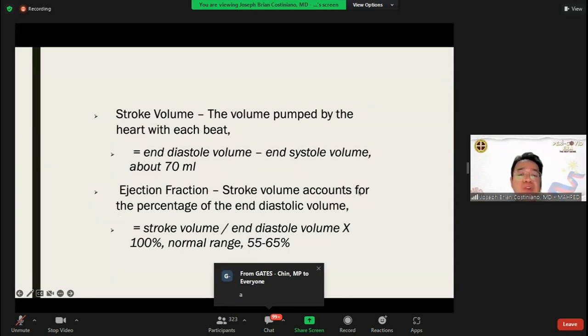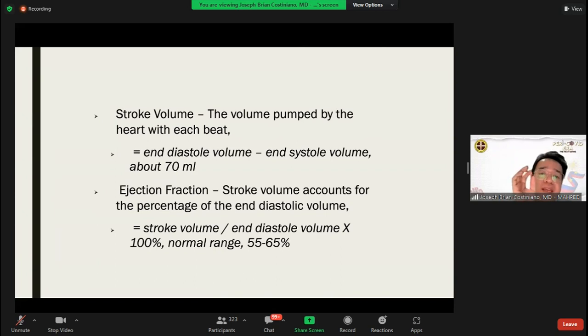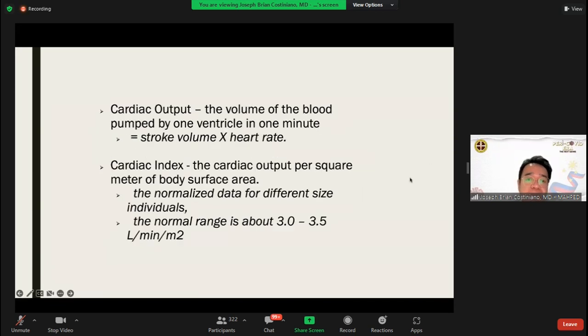EDV. Because your stroke volume is calculated by end diastolic volume minus your end systolic volume. So pag malaki yung diastolic volume natin, therefore, your stroke volume will also be increased. Okay? So ejection fraction, stroke volume accounts for the percentage of your EDV. So EF equals your stroke volume divided by end diastolic volume multiplied by 100%, and the normal range is 55 to 65%. Meanwhile, your cardiac output is stroke volume multiplied by heart rate. Okay, heart rate. Meanwhile, your cardiac index is your cardiac output per square meter of body surface area.